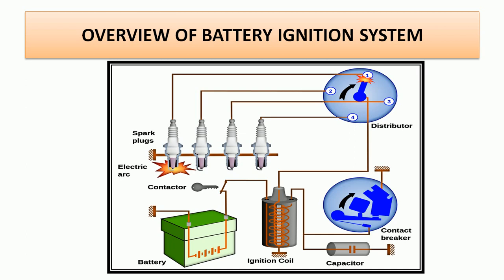Next here the capacitor is used. Next it goes to the distributor. The distributor will distribute the pulse or the surge in correct sequence to the spark plugs. So this is generally the working principle of this battery ignition system.